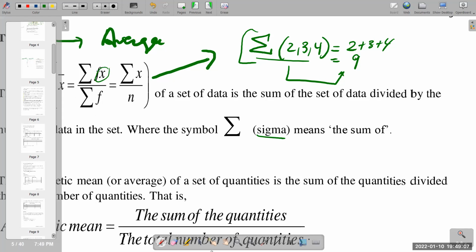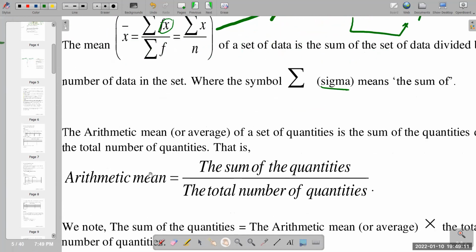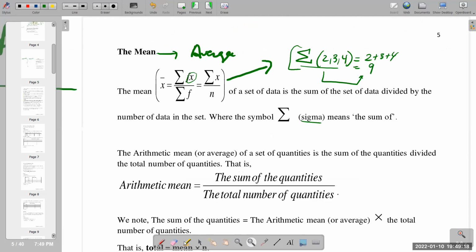So let's come down here. This is the worded version of this formula. So mean is equal to the sum of the quantities divided by the total number of quantities. I need y'all to write this out for me, please. Don't write arithmetic. It is understood. Just write mean is equal to, and put it in a box.